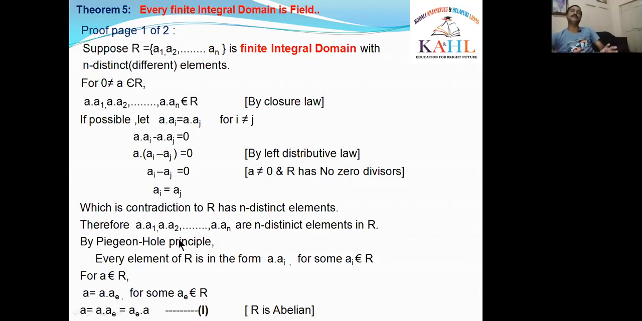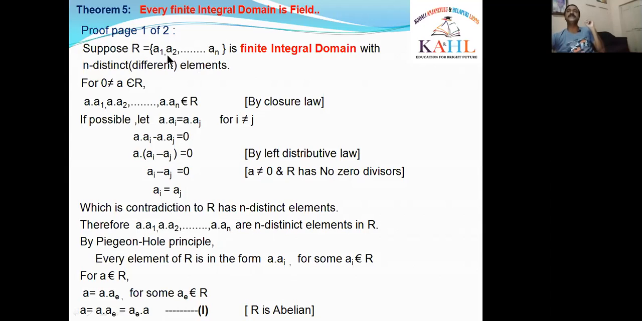An may also replace A1. That means there is a chance that any one of these elements may be replaced with any one of these elements, but only one element replaces one object. That is the fundamental principle behind the pigeonhole principle. By using that principle, every element of R is in the form of a·ai.